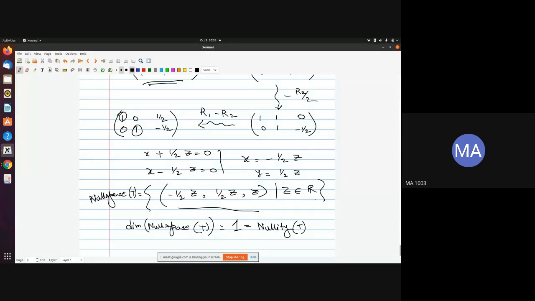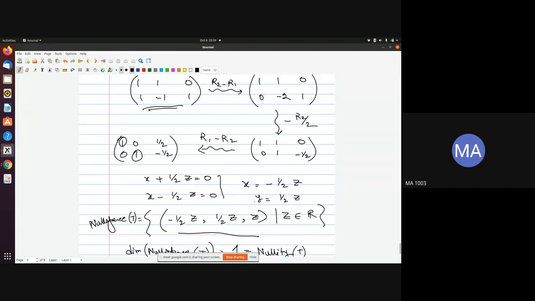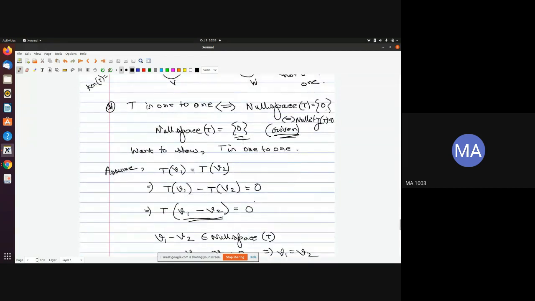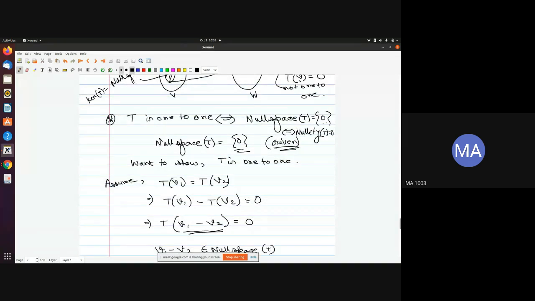For each z inside R, there will be a vector which is going to 0. So there are too many vectors going to the same image. It has to be not the empty set, only 0, because the empty set cannot be. 0 will always go to 0. So if T is 1 to 1, then the null space must be the 0 vector space, and the nullity is 0. Got it?